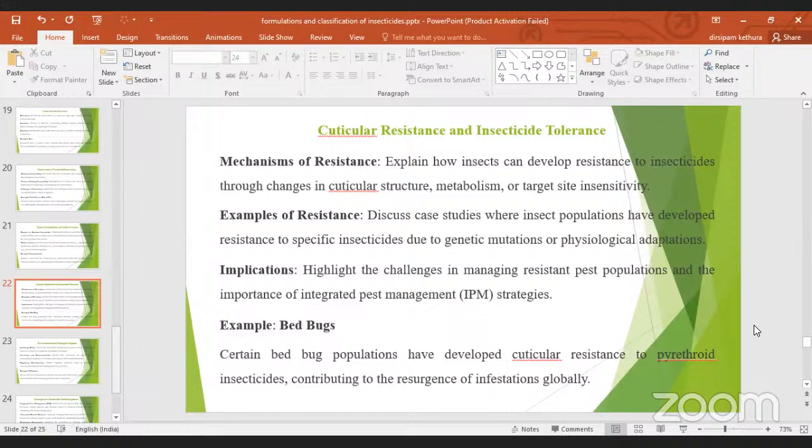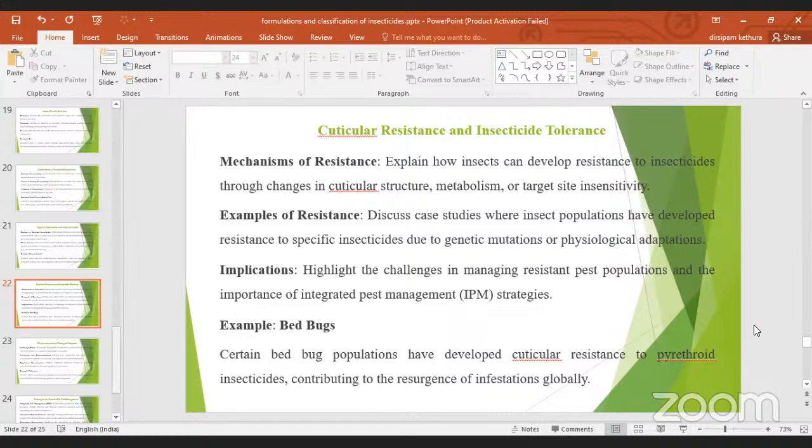Nowadays, due to continuous spraying of the insecticides on the crops, the insects also develop resistance towards that particular chemical. At that time, you cannot kill that insect. Okay, it happens either through the continuous usage of the same chemical for years, or through the climatic conditions. This will happen through these two things. Okay, and the next one is the implication. We are going to highlight the challenges in managing resistant pest populations and the importance of integrated pest management strategies.